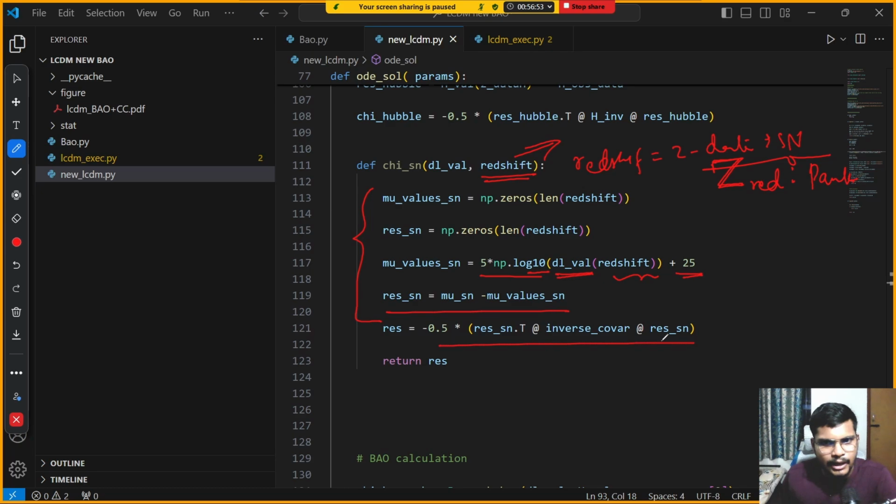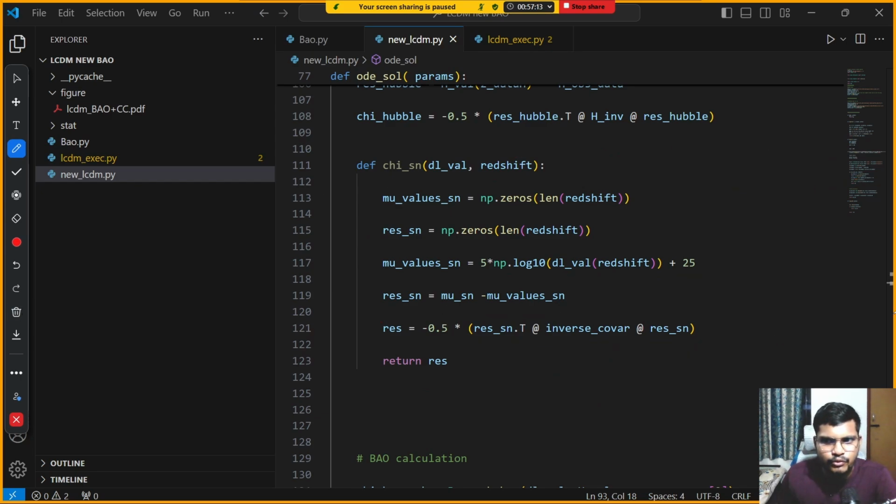Then the residue, and I have the covariance matrix already defined over there, the inverse covariance matrix for this, and then the transpose, this 1701 by 1701, and then this residue. And then simply give me the result of the residue, whatever the chi-square, this is my chi-square, right? So this is also computed.